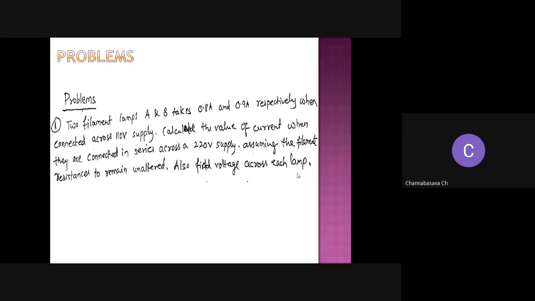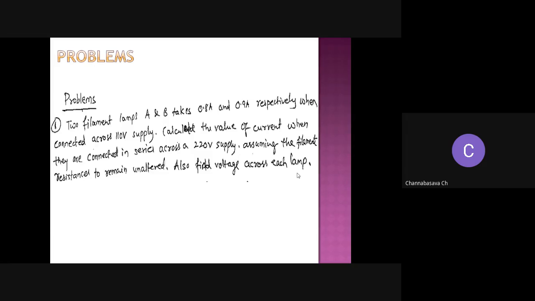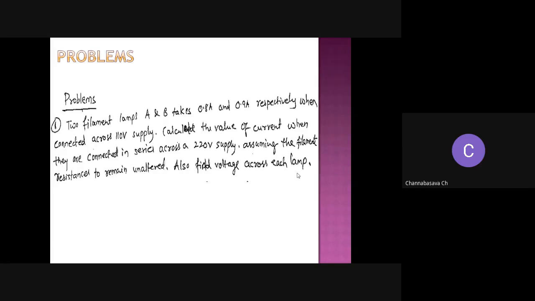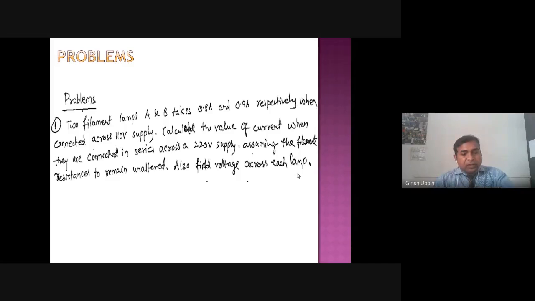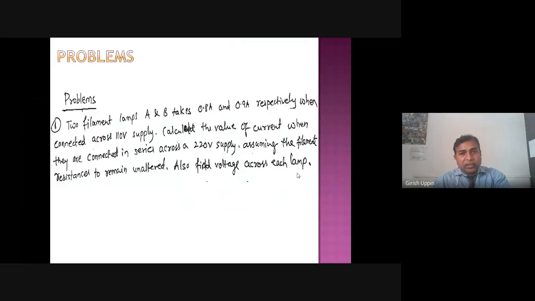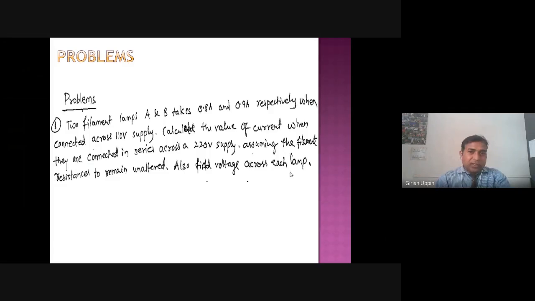We should find the total resistance first. Yes, we have to find the resistance first. And how do you find the resistance? V upon I. See, for each of the lamps, current is given and voltage is given, so you can easily find the resistances Ra and Rb.